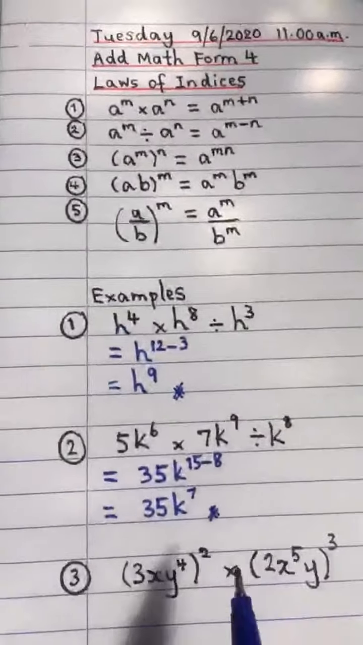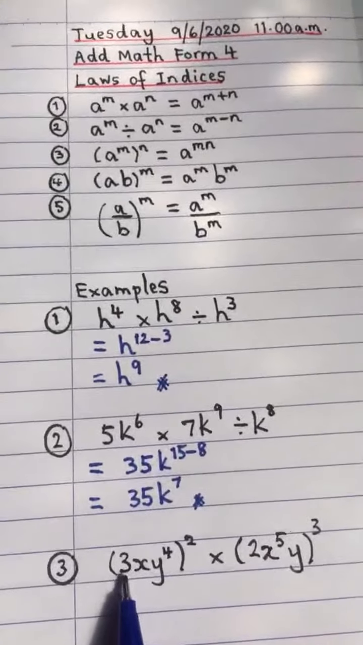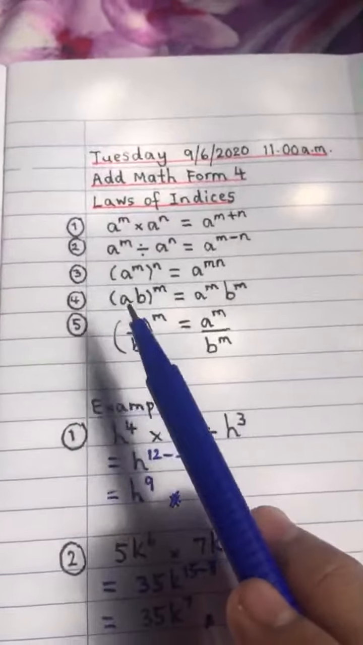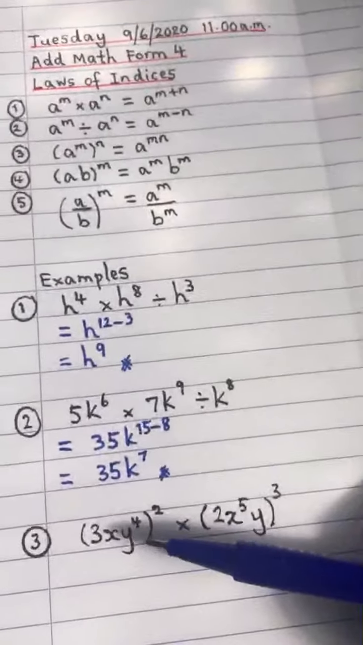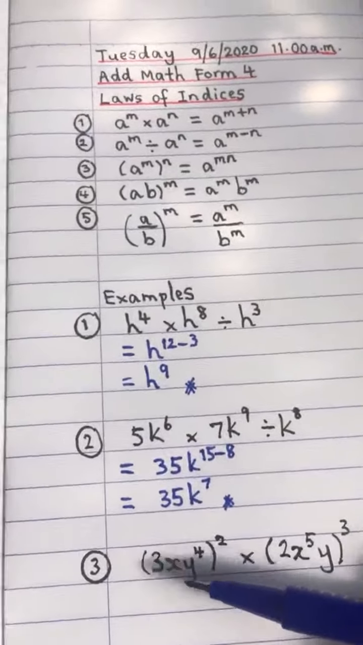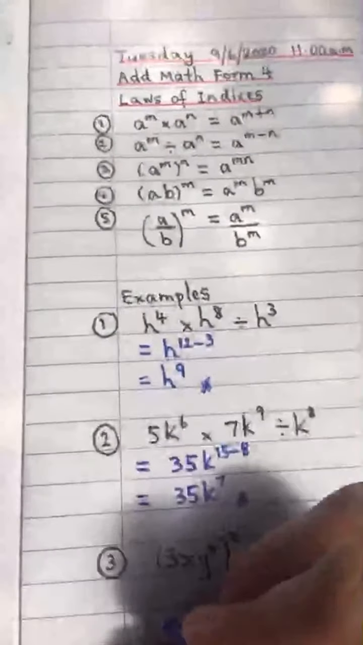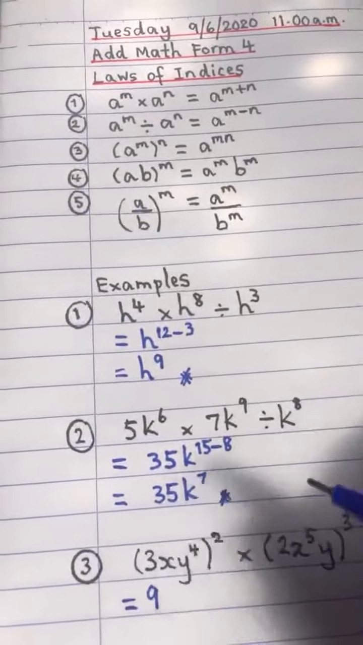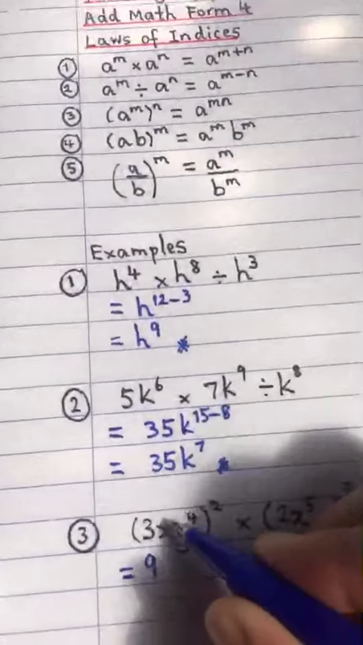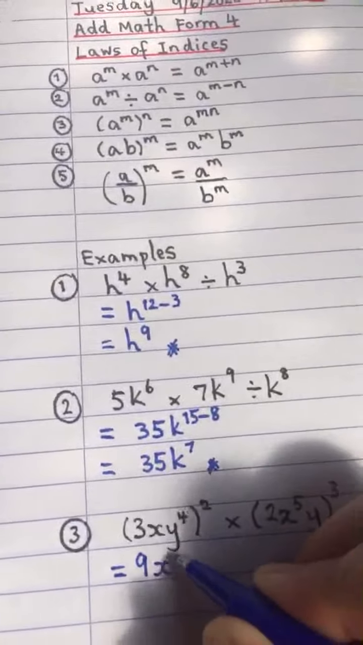Okay, first look at the number. You have 3. So using law number 4, you have to give the power to your 3 as well. So 3 squared will become 9, so you have to write 9. Okay, x, this is power 1, so x power 1 times 2, power 1 times 2 will be 2, so x squared.